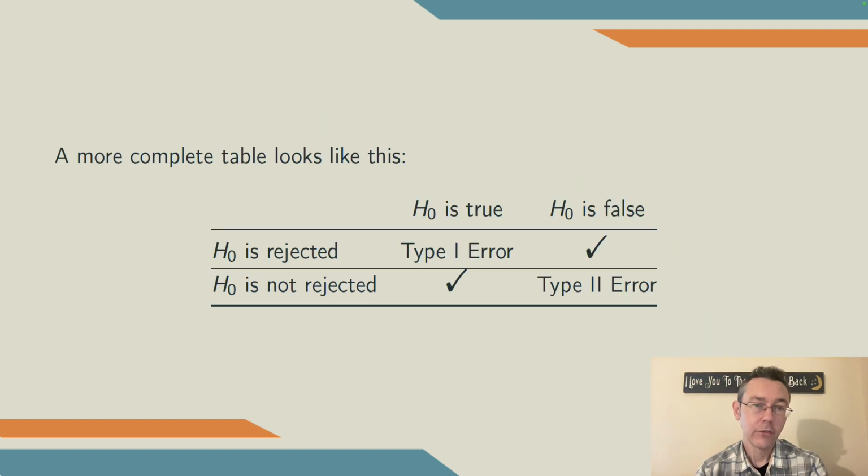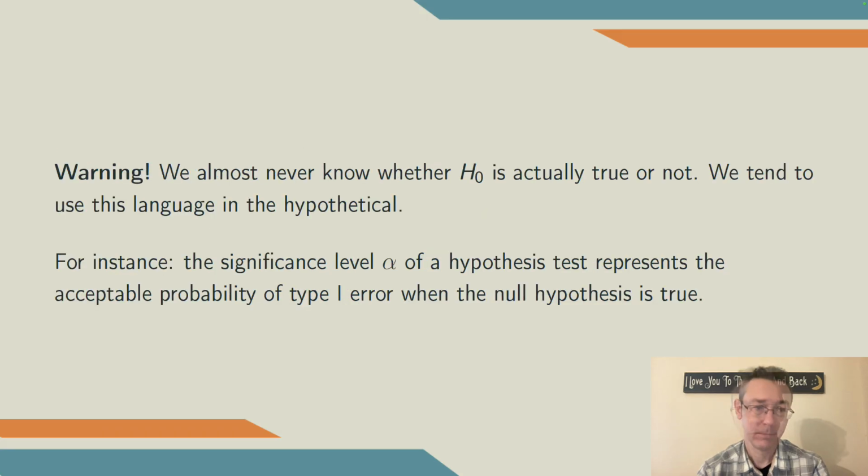With this terminology in hand, we can get a more complete table than the one we saw at the start of this video. Again, when the null hypothesis is true but it's rejected, that is a type 1 error. When the null hypothesis is false but it's not rejected, that's a type 2 error.